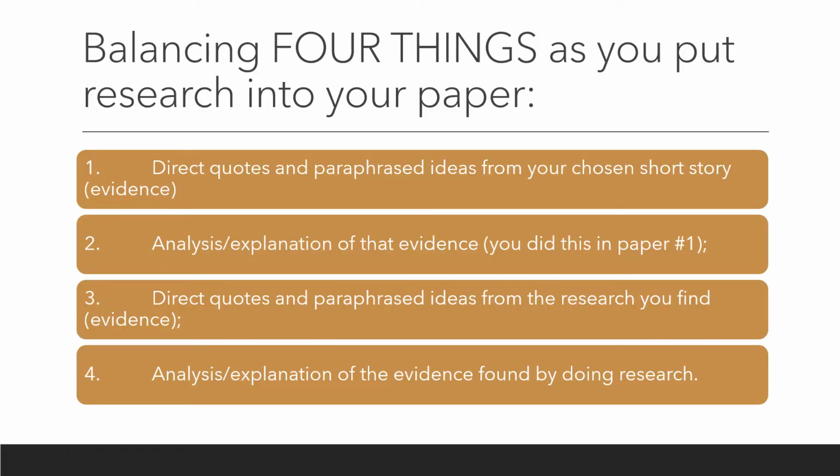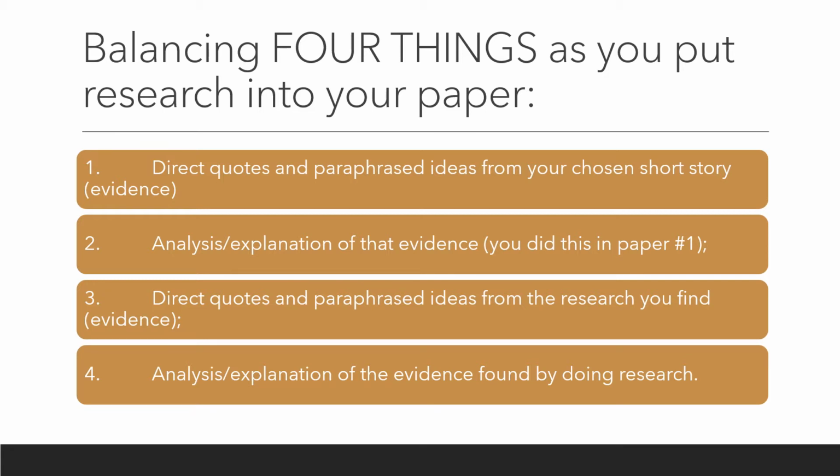As you begin to put the research you find into your paper, you're going to need to balance four things. The first two will be familiar to you. Number one is direct quotes and paraphrased ideas from your chosen short story, and that is evidence. Number two is analysis, explanation of that evidence. You did both of those in paper number one. You found direct quotes, you found ideas from the story, and you analyzed them. What we're doing now is adding number three and four.